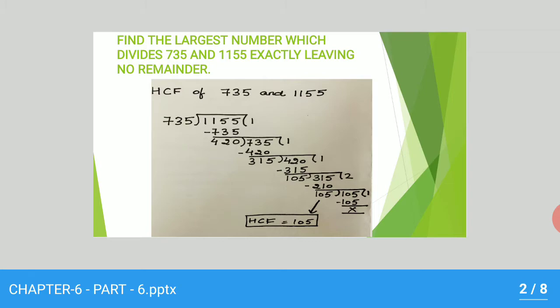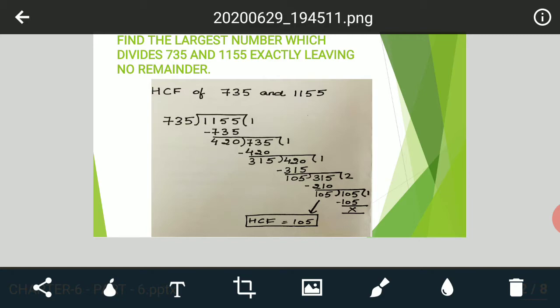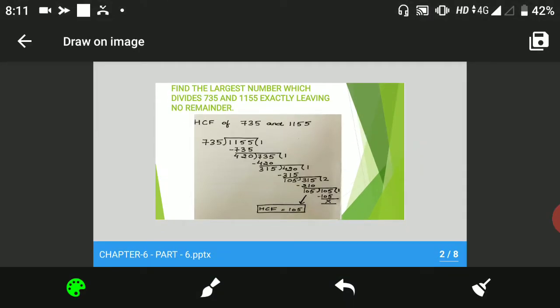Clear? So 735 will come outside. 1155 will come as the dividend, so it will come inside. Now 735 ones are 735. So 1 I will write as a quotient and 735 will be written down below 1155. When I subtract it, I get 420. Now this 735 will become the new dividend and come inside, and this 420, which is the remainder, will come as the divisor. Clear?